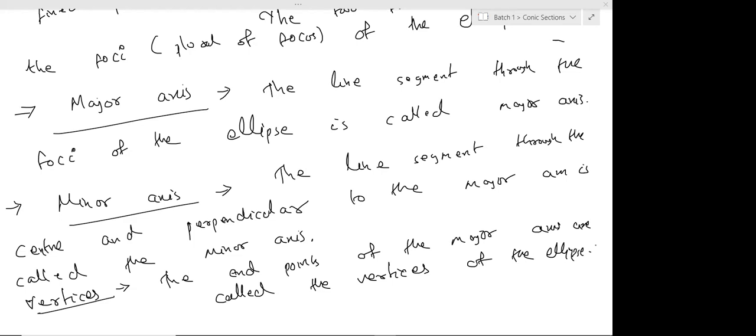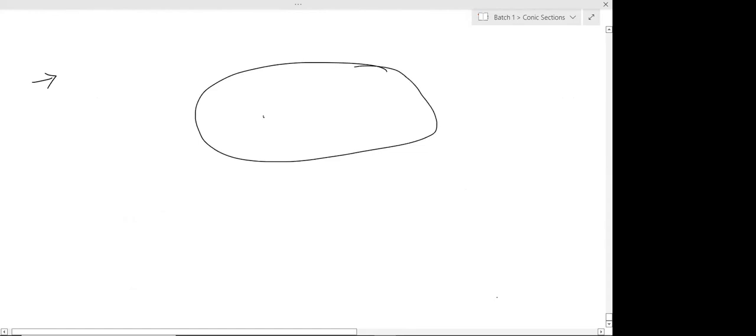All right, done. Yes, sir, done. Okay. Suppose this is our ellipse, and these are the focus, the foci F1, F2.